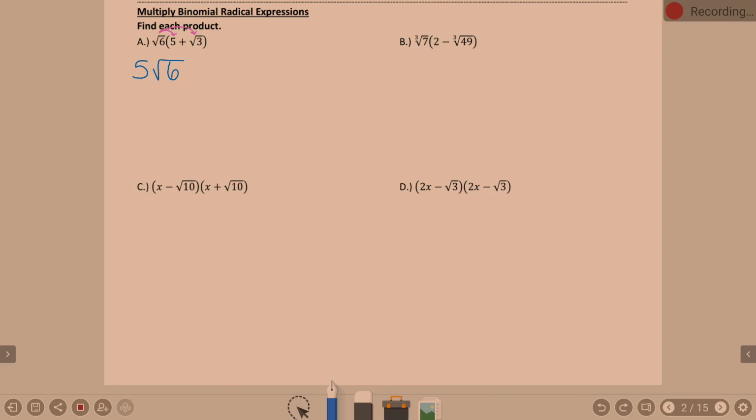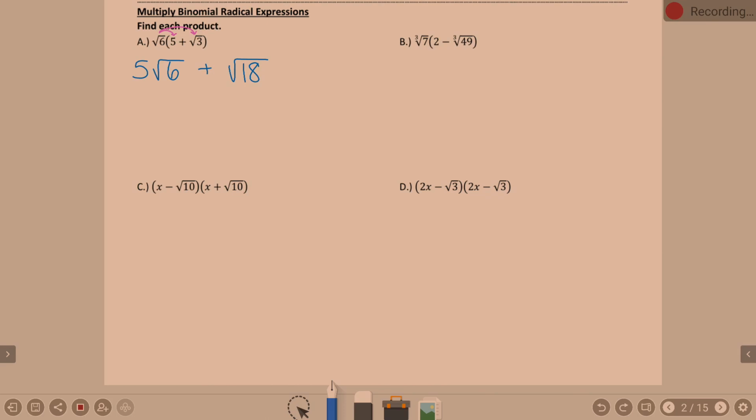Then I'm going to carry down my plus sign. Square root of 6 times square root of 3. 15? Nope, that is not it. Right idea, wrong math fact. Square root of 6 times square root of 3 is square root of 18. So remember, to multiply they just have to both be, in this case, square roots. So square root of 6 times square root of 3 is square root of 18.